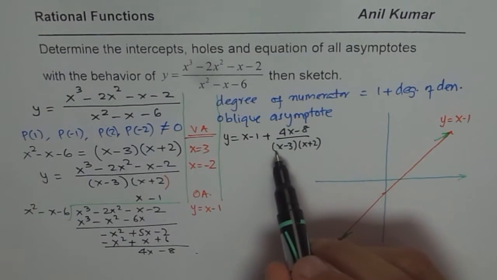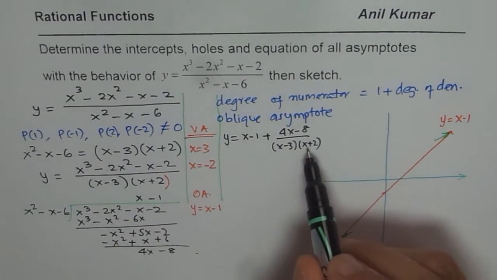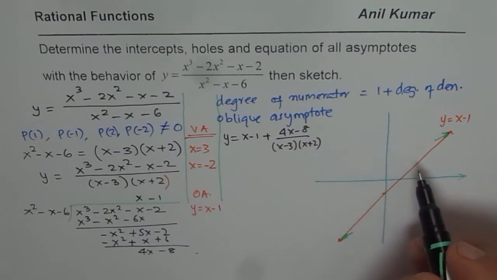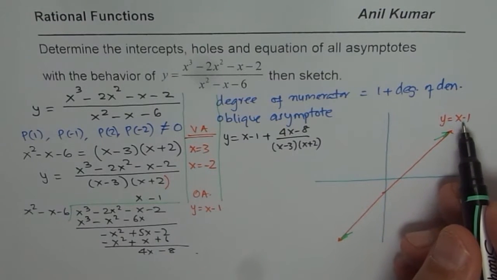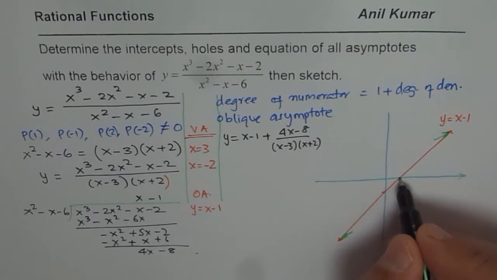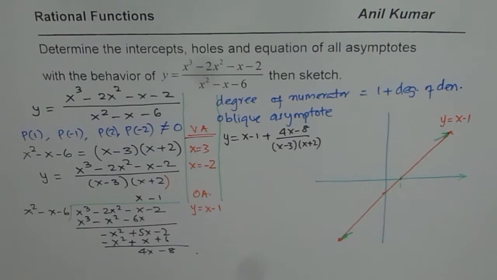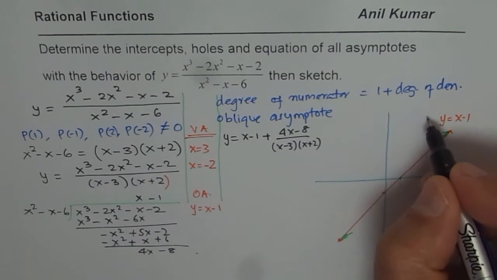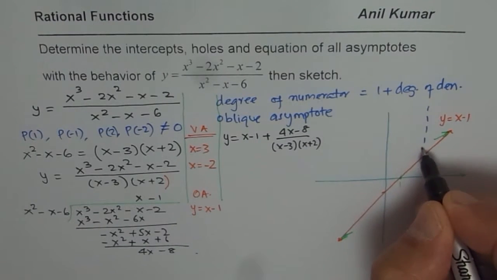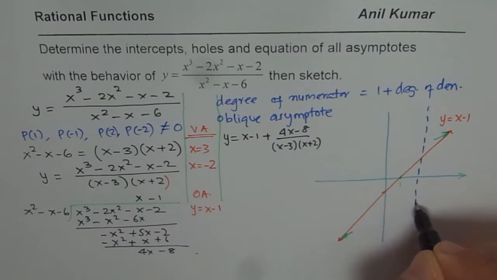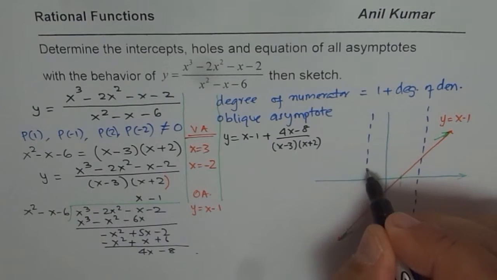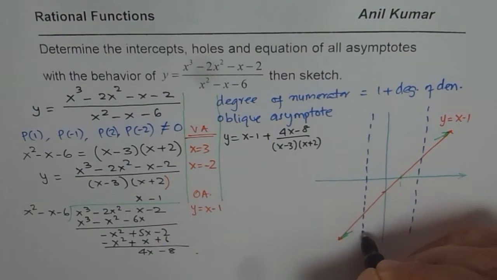Let's sketch our vertical asymptotes, which are at x equals 3 and minus 2, right? Since this line is x minus 1, if I put this as 0, this point should be 1, right? So this is 1. Now we are going to sketch our vertical asymptotes. 3 will be kind of here. So let me sketch approximately one vertical asymptote at 3, and the other one at minus 2. Okay, so that is the minus 2.